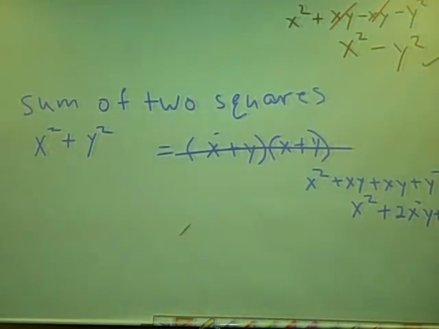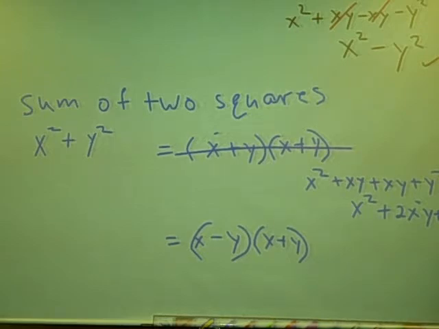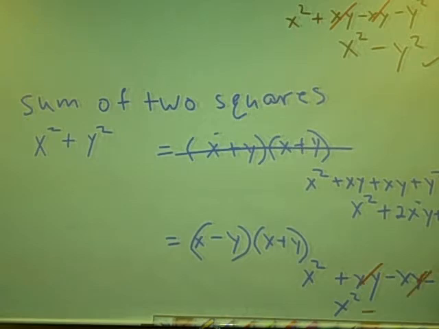Okay? Well, what about x minus y times x plus y? Well, that's going to be x times x is x squared, plus xy for the two outer, minus xy for the two inner. The two last are minus y squared, and you get the difference. The two middle terms cancel, and you get x squared minus y squared. So that doesn't work either.